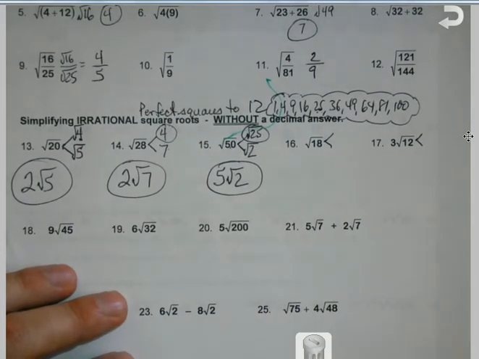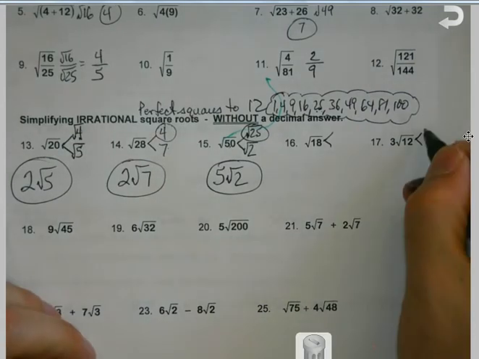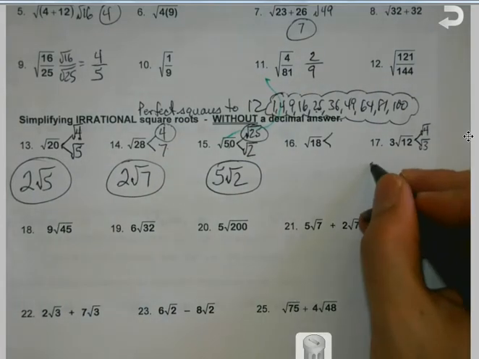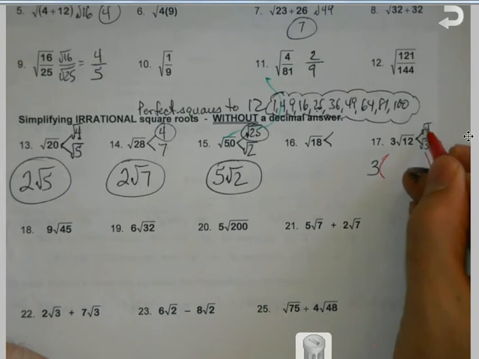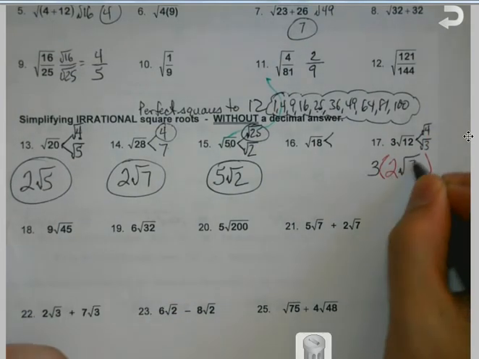How can I break down 12? 4 and 3. Now here's how this is going to work. And I'm going to show an extra step this first time through. The 3 doesn't get messed with at the start. The 4 is perfect and breaks down. Square root of 3 doesn't.